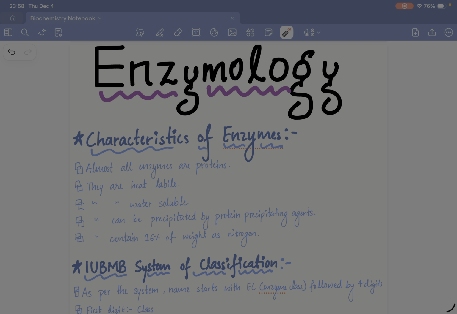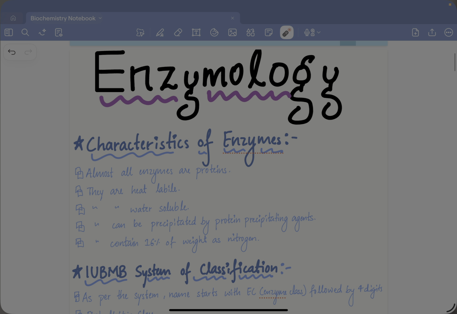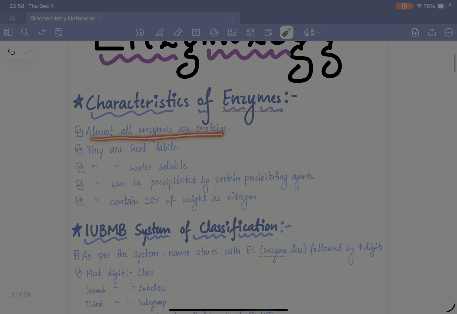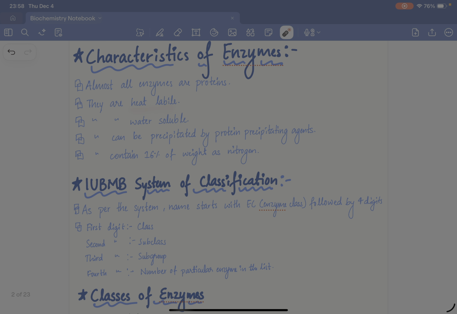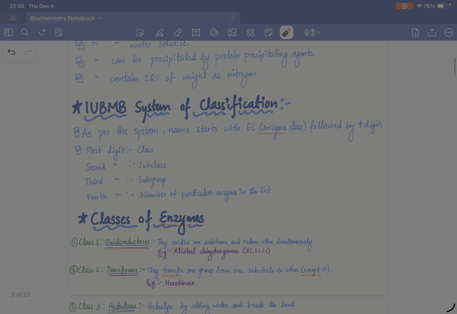Okay, as you all know that. Then coming down to the characteristics of enzymes, almost all enzymes are proteins except ribozymes, right? They are heat labile, they are water soluble, precipitated by protein precipitating agents, 16% weight as nitrogen. Okay, 16% weight of an enzyme is nitrogen.